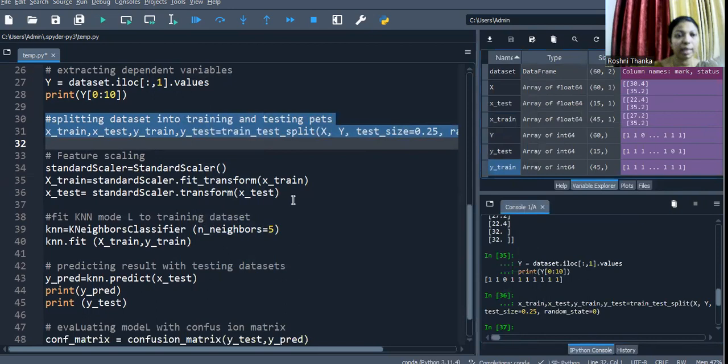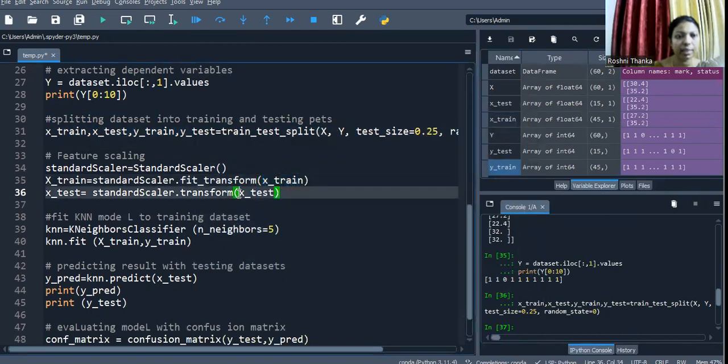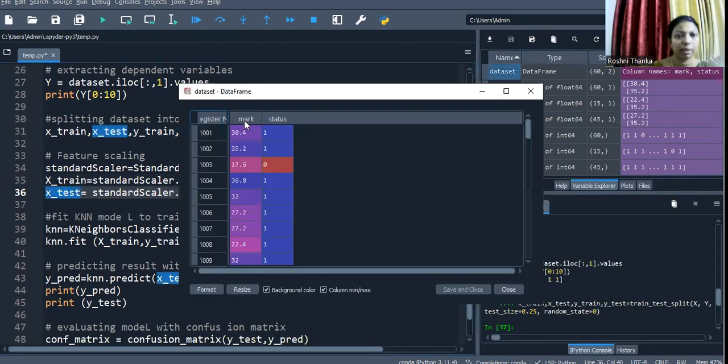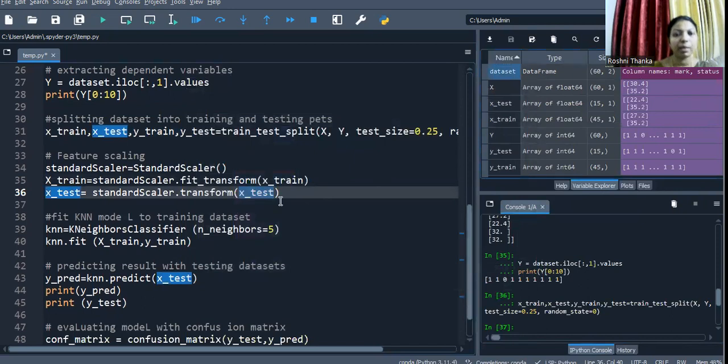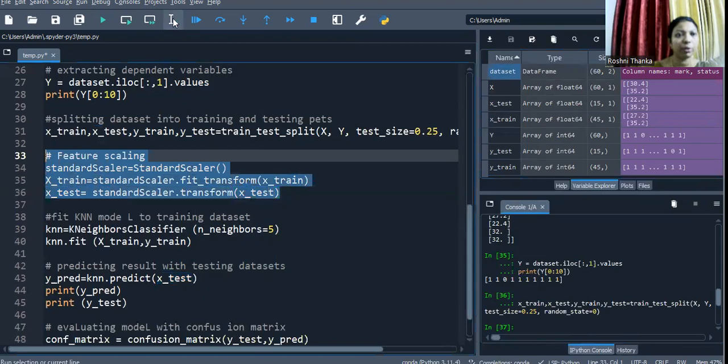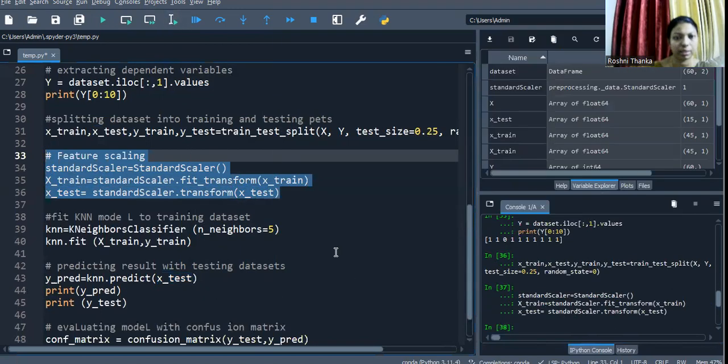Now we are going to standardize our data, the X training data and the X test data. Standardize means, if you see in our data set, the marks are ranging from 0 to 40, and the status is only 1 and 0. So we are going to standardize and bring it between -1 to +1, so that it will be easy for the computation and it will take less time. For that, we are going to do the feature scaling using standard scaler.